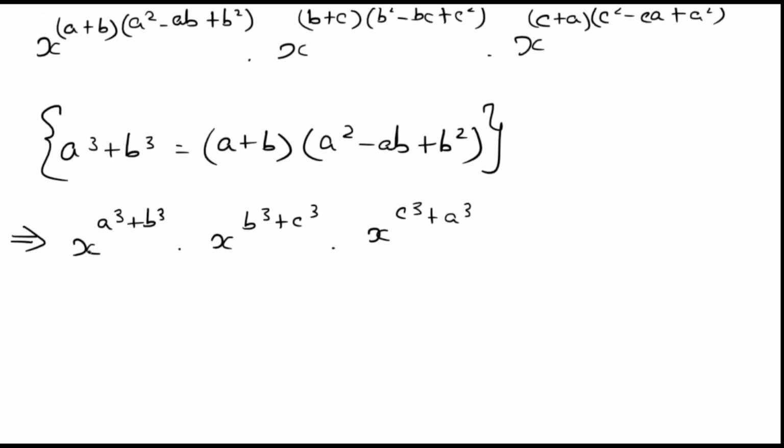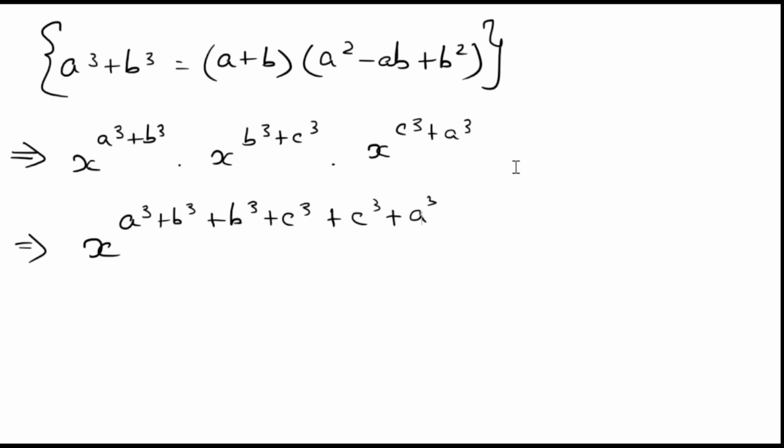Now again the bases are same, x into x into x, so the powers can be added. This will become x to the power A cube plus B cube plus B cube plus C cube plus C cube plus A cube. Now A cube and A cube will be added, B cube plus B cube and C cube will be added. You will get x to the power 2A cube plus 2B cube plus 2C cube.